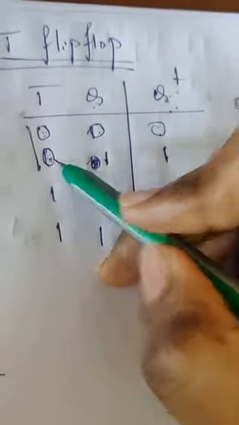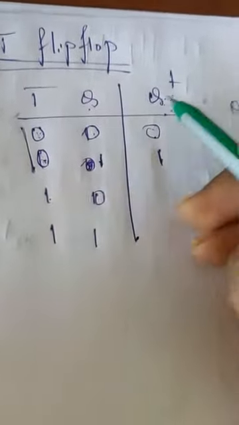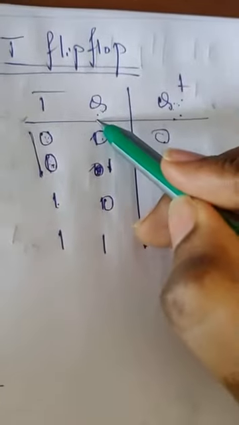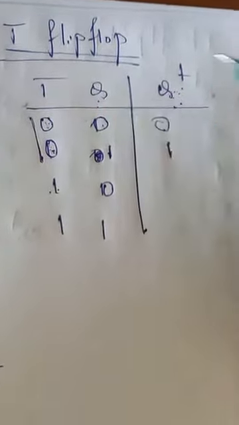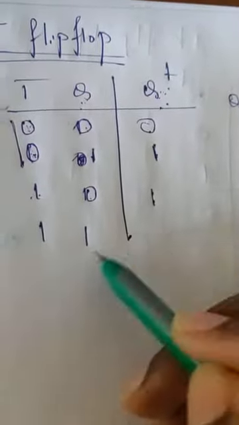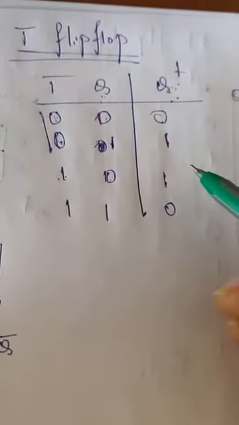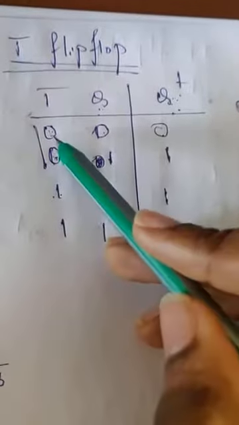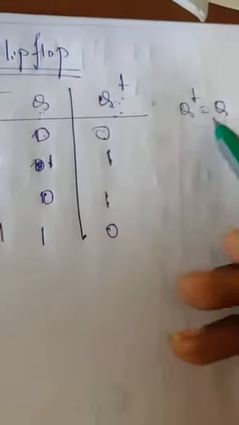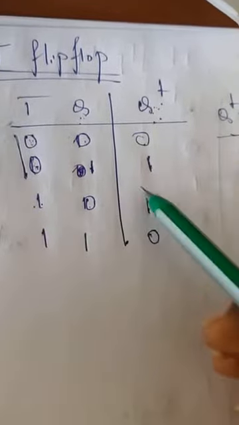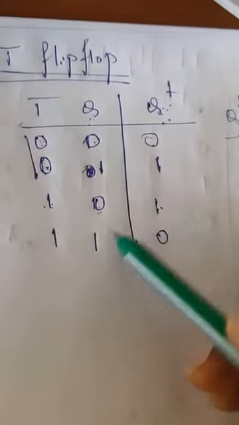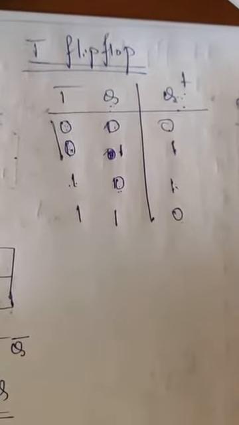Whenever T is 1, Q plus will be the reverse of Q. Means 0 becomes 1, 1 becomes 0. This is the T flip-flop. So whenever T is 0, Q plus is equal to Q. Whenever T is 1, Q plus will be the reverse of Q. If it is 0, it will be 1. If it is 1, it will be 0. This is how the truth table goes.